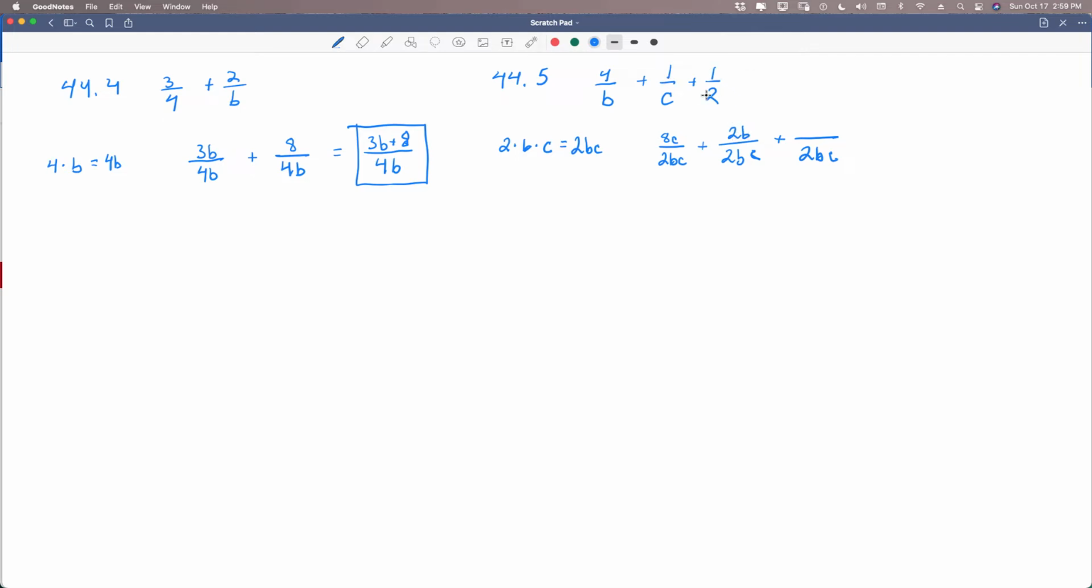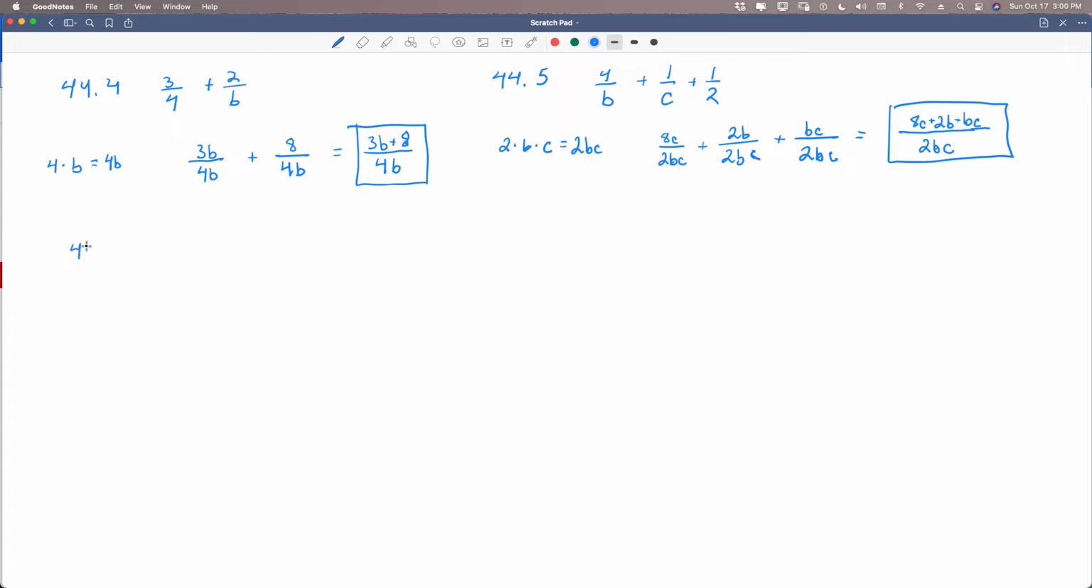And now we have to multiply this one by bc because it already has a 2. So 1 times bc is bc, and bc times 2 is 2bc. Right? So now we could put that all over the same denominator, which is 2bc. And we're going to say 8c plus 2b plus bc. And that is our answer. Easy peasy. All right, we have a couple more.